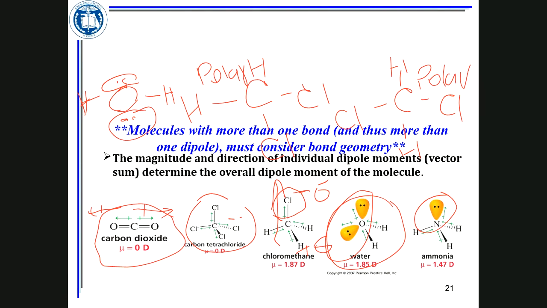Just to verify, carbon dioxide and carbon tetrachloride are nonpolar because the elements surrounding the central atom are the same. Yes, and there is no pair of unshared electrons on the central atom. Yes, very good.